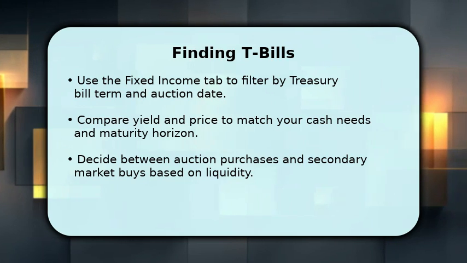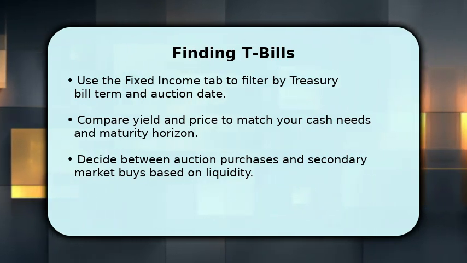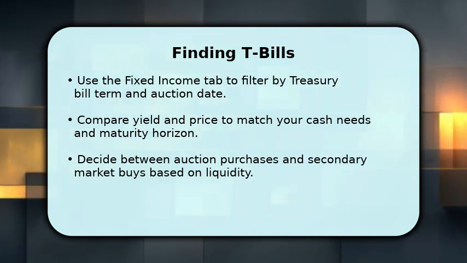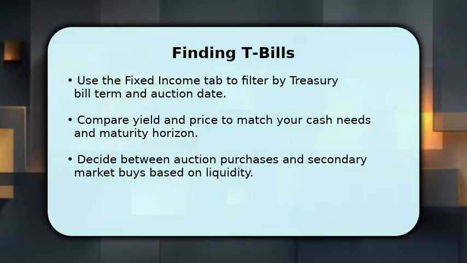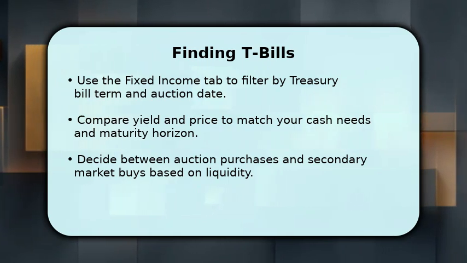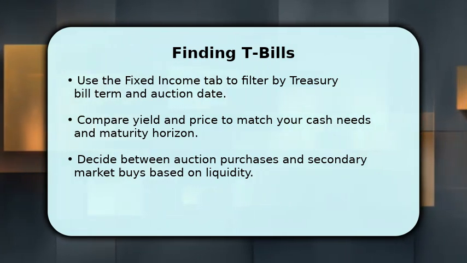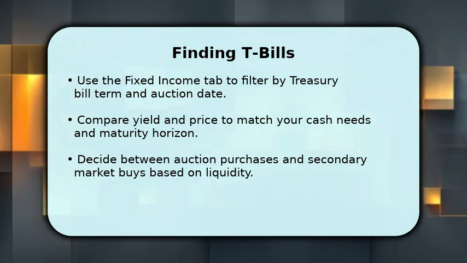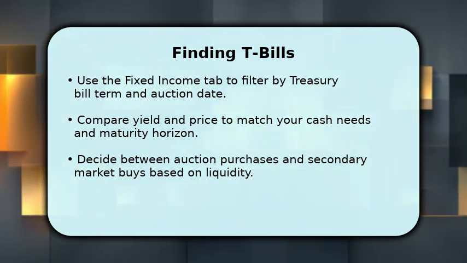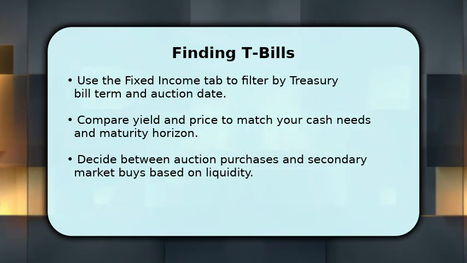From Fixed Income, select Treasury bills and set filters for term length and auction timing. Look at yield, price, and settlement instructions, and compare primary auction results versus secondary market listings. Consider laddering maturities to stagger cash flow, and set order type, quantity, and good until date before confirming to secure the desired yield and settlement date.